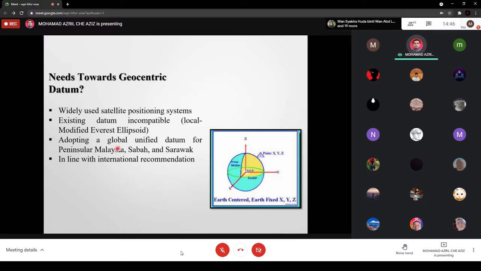And then adopting a global unified datum for Peninsula Malaysia, Sabah and Sarawak. By having GDM 2000, it will focus on the global. It will cover Peninsula Malaysia, Sabah and Sarawak, and be in line with international recommendation. So the control established during GDM 2000 will tie with the national control point. Later you will see what the national control point is.